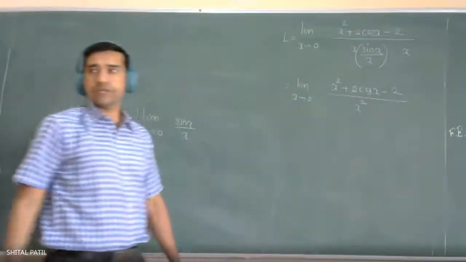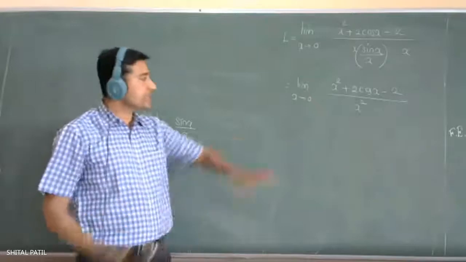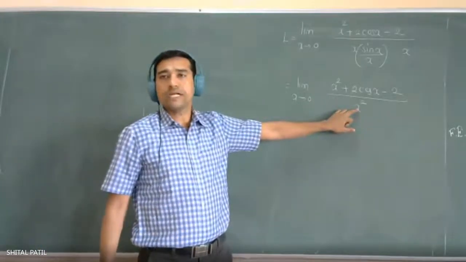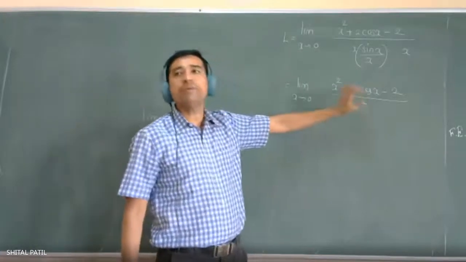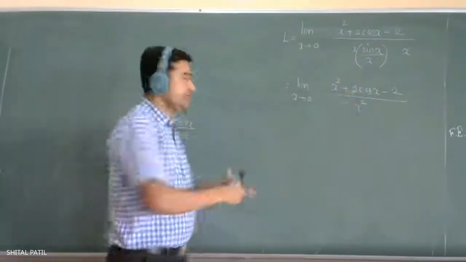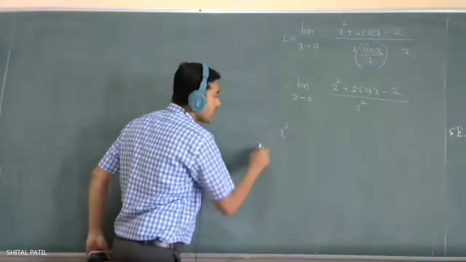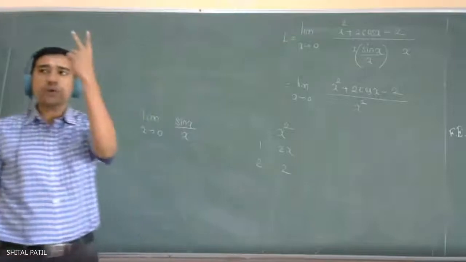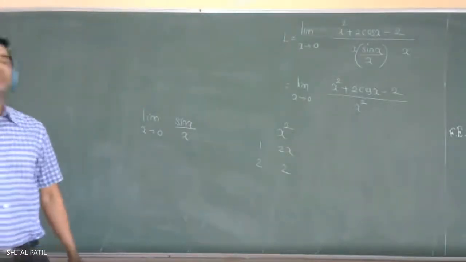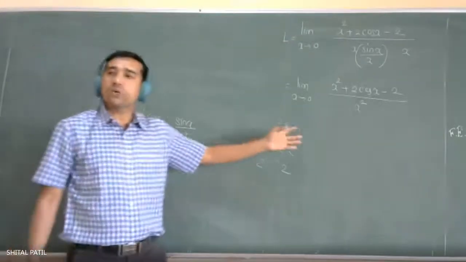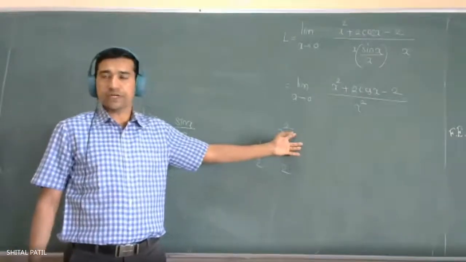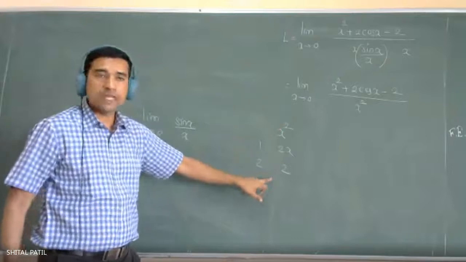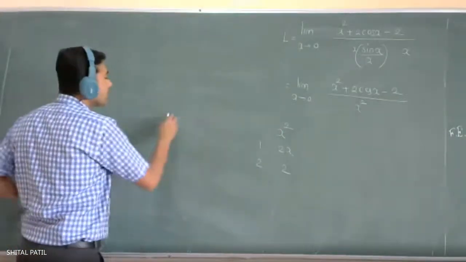Understood? Now understand one more thing. See, in the denominator we have x square. Right? So to get a constant, how many times do you have to differentiate x square? See, the first derivative of x square is 2x. What is the second derivative? 2. Right? So we have to differentiate twice. That is, we have to use L'Hospital's rule twice.